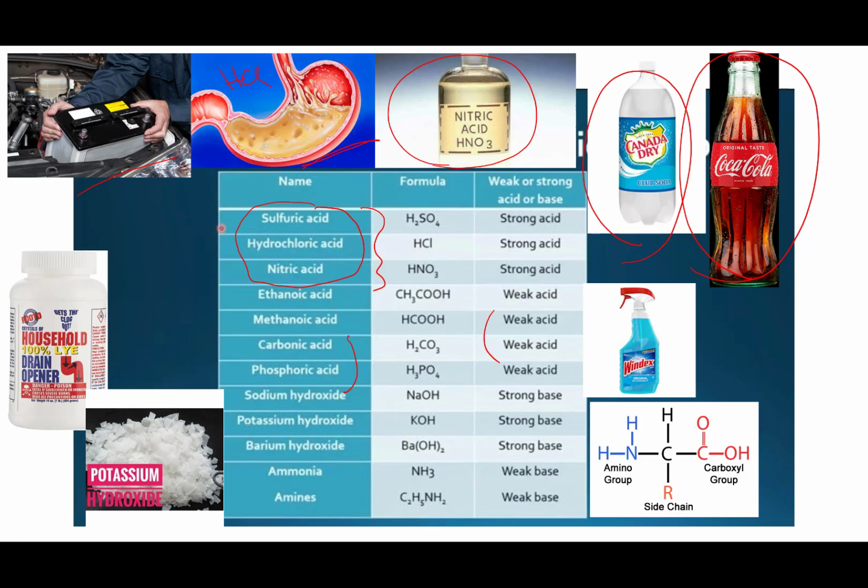A couple common strong bases are going to be sodium hydroxide and potassium hydroxide. Potassium hydroxide can be used sometimes in making soap, not as common as sodium hydroxide. A couple common weak bases are going to be ammonia, found in window cleaner and other common cleaners, and amines. Where have you heard amines? Amino acids, which are building blocks of things like DNA and protein molecules.